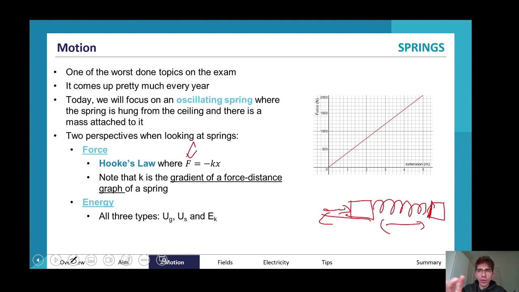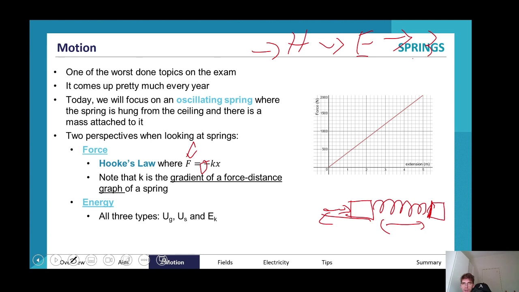Students don't do well in springs because springs involve Hooke's law, conservation of energy and Newton's third law. So it's three different concepts tied up in one place. That's what the negative is there for.